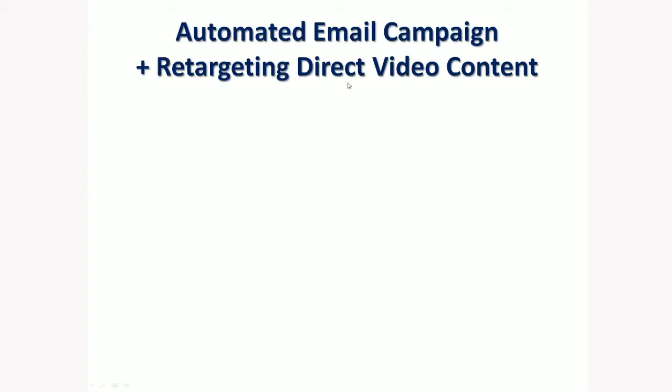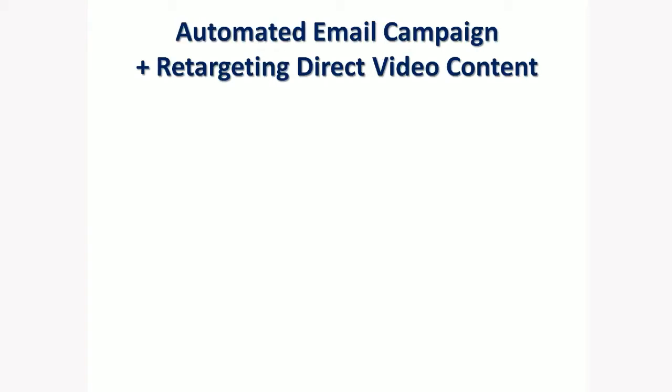Now, once they're on your email list, you can run an automated email campaign. Plus, you can retarget them with your direct video content. So these two work together. So you can send them emails, and also they'll be watching your video content on Facebook or Google, right? It's all going to work in synergy, all working together to achieve one objective.